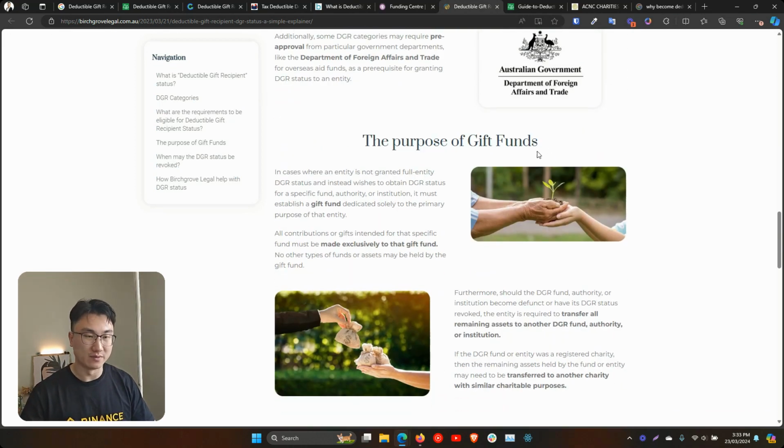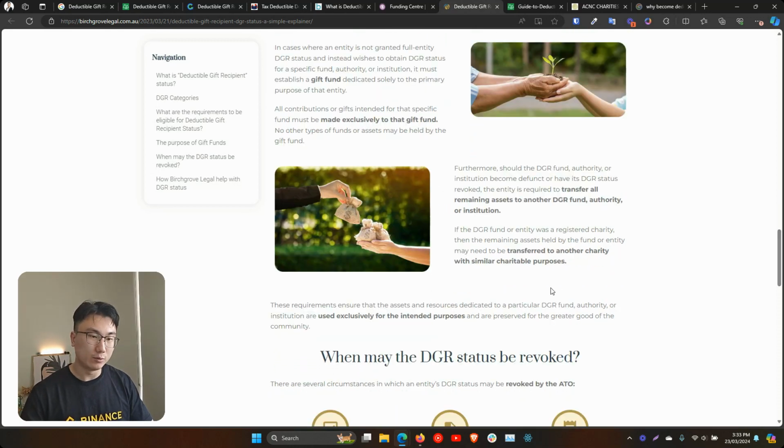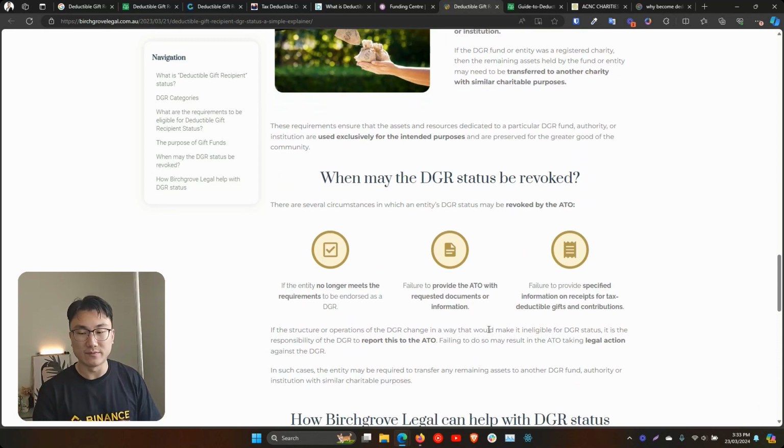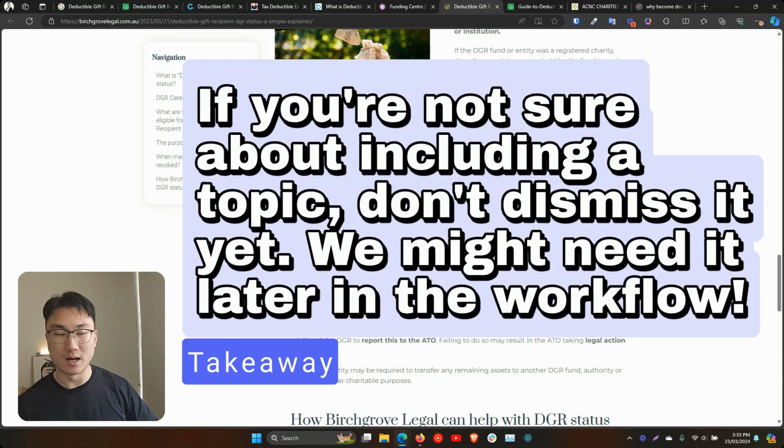It's also talking about the purpose of a gift fund. So that's okay, we could put that in there for now. You'll see further down the steps that even if we're not sure exactly that an existing subtopic from an existing article on this topic should be included in our article, we should still bookmark it and keep it in the back of our pocket.